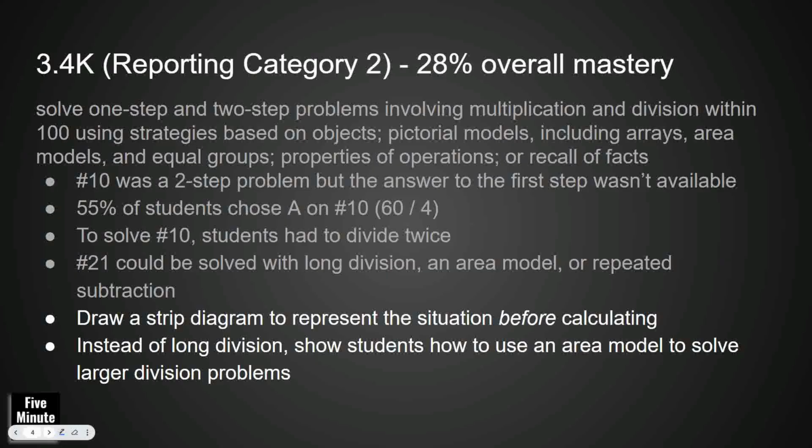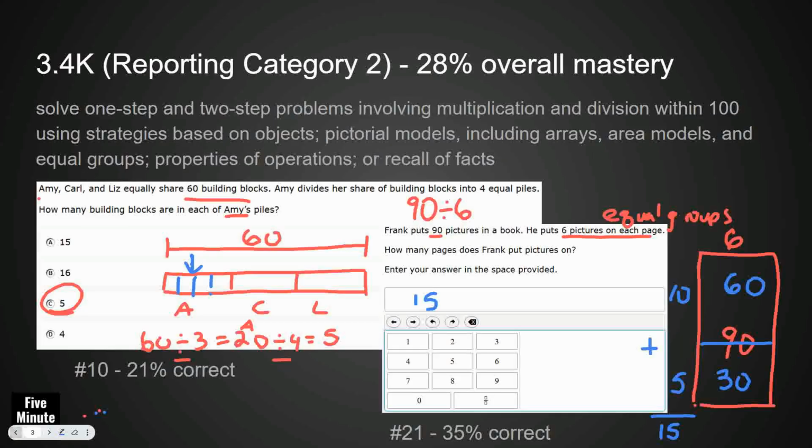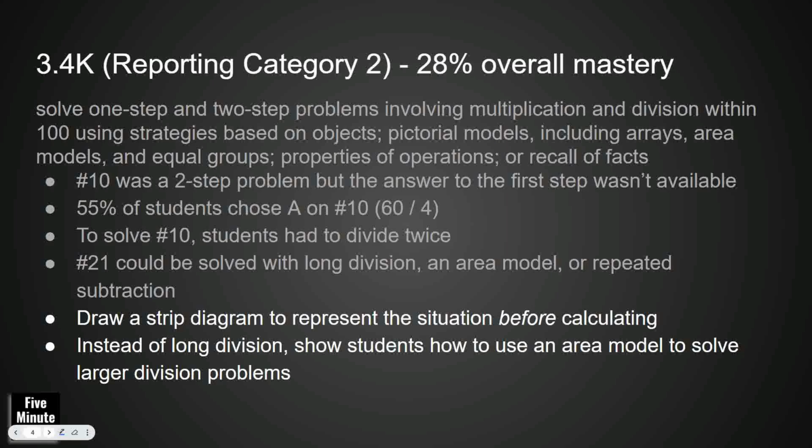So one thing that made number 10 difficult was that the first step gave us an answer of 20. That even wasn't an answer choice that was available. You'll notice that 20 was not available, and so that might have thrown some people off. 55% of our students chose A.